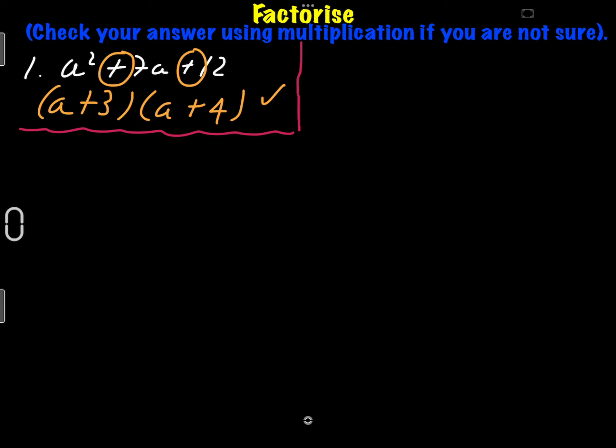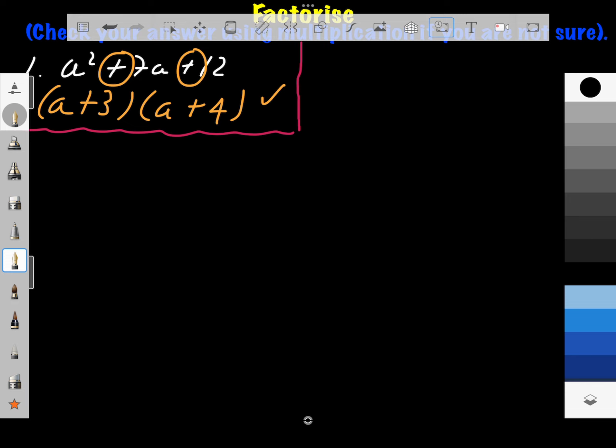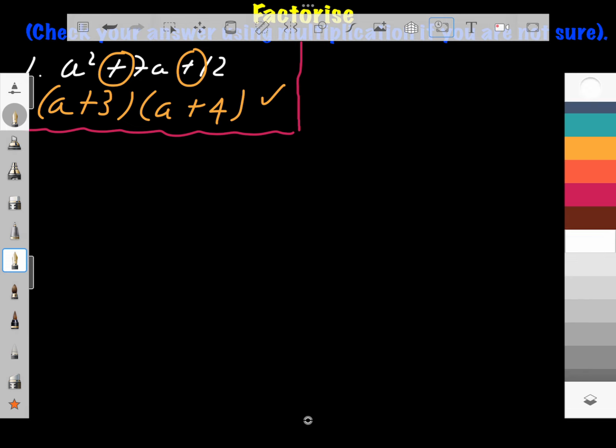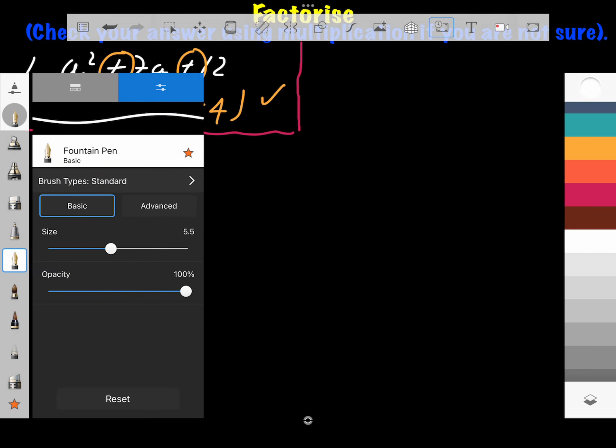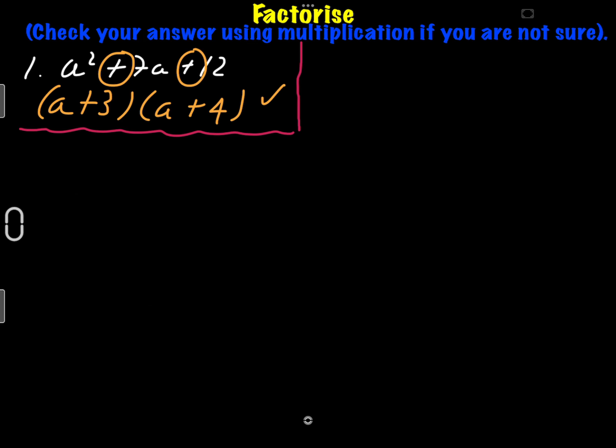Now, looking at the same problem but using different applications. So the second application is to actually consider this application. So we have a squared plus 7a plus 12.